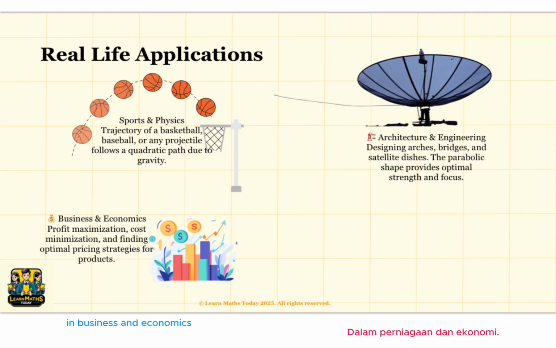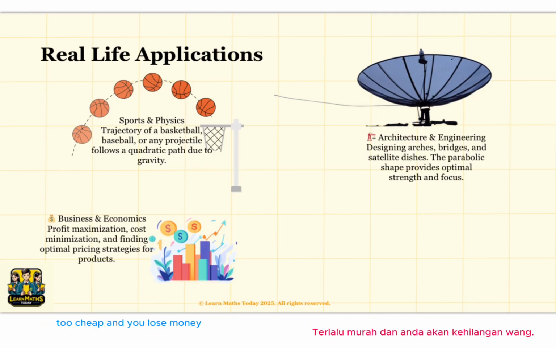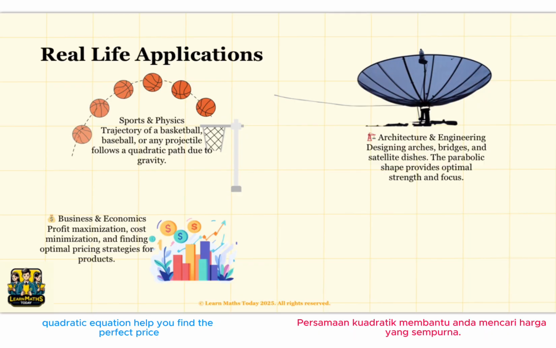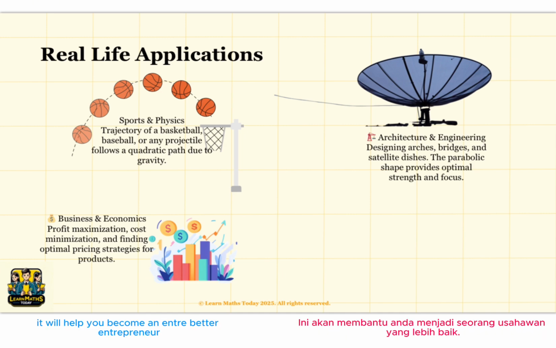In business and economics, it is also practical for your future. In business, companies use quadratic equations to figure out the sweet spot for pricing. Imagine you're selling Taylor Swift concert tickets. Too cheap and you lose money, too expensive and nobody buys them. Quadratic equations are how you find the perfect price where you make the maximum profit. It will help you become a better entrepreneur.